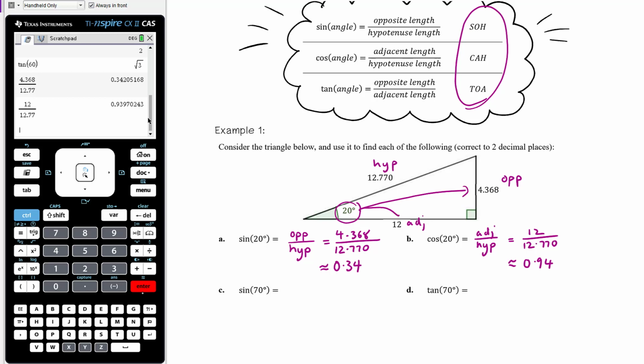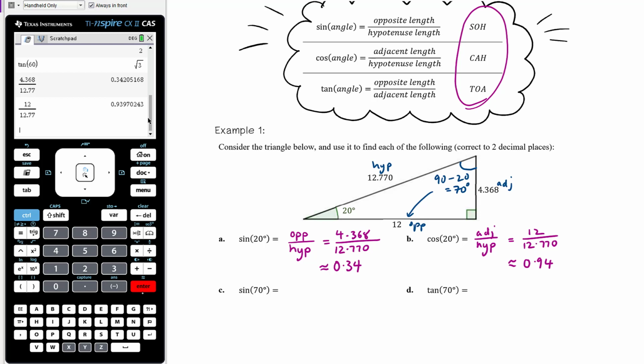Okay, sine of 70 degrees. Okay, so let's switch things around. This time we're interested in the 70-degree angle. Okay, so if we've got a right angle triangle with, we know 90 degrees is already taken, 20 degrees up here, it means this angle up the top here must be 90 minus 20, so it must be 70 degrees. Okay, so therefore that makes 12 the opposite of 70. It makes 4.368 the adjacent side, and 12.770 remains the hypotenuse.